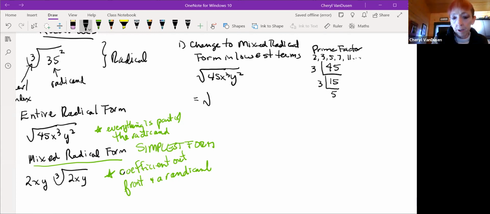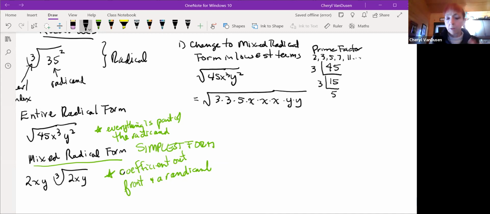Okay. Now what we do with that is we go back into the question, and instead of having 45, we write 3 times 3 times 5 in its place. And because this is the first question I'm showing you, I'm now going to write x cubed as x times x times x. And I'm going to write y squared as y times y. So it's going to be x times x times x and times y times y. So all I'm doing is expanding everything out so that everything is written like term to term.